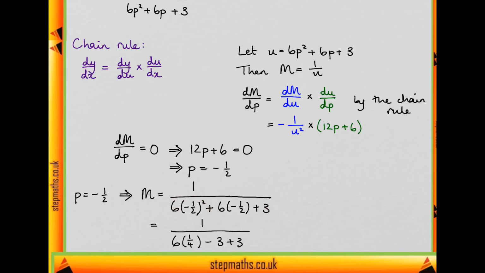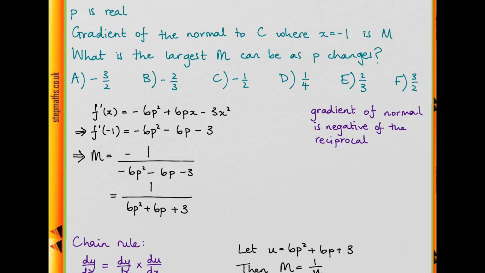Then simplifying again, we see that we get a minus 3 and plus 3 that cancel. And 6 times a quarter is just 3 over 2. So 1 over 3 over 2 gives us 2/3, and that is answer E.